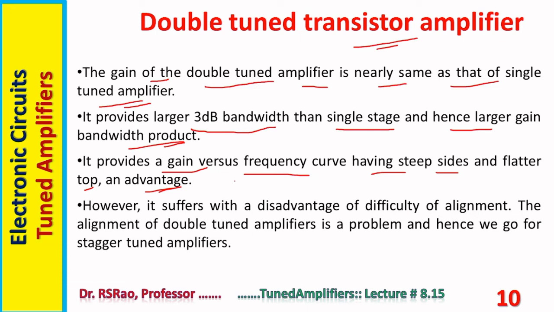When it comes to shortcomings, there is a difficulty in the alignment process. Double tuned amplifier houses two LC circuits, parallel LC circuits, and tuning both the circuits to one frequency and maintaining them at one frequency is a serious problem, a serious complication. Because of this difficulty, people tend to prefer stagger tuning.